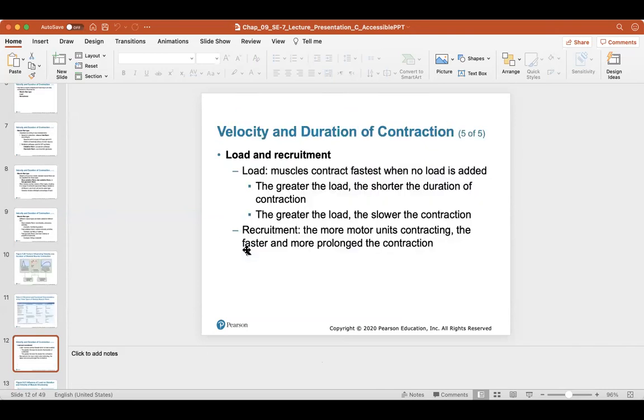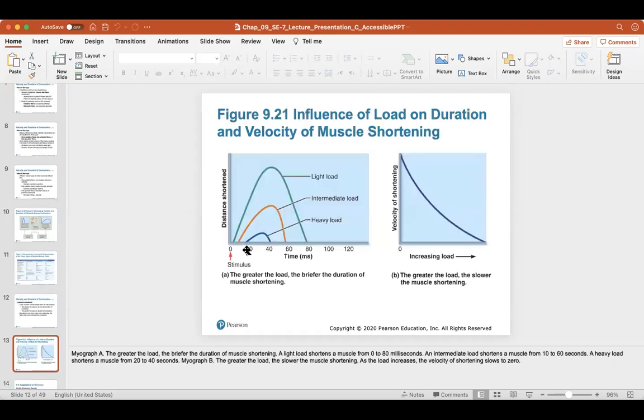Load and recruitment. You should know the difference between load and recruitment. Load refers to the muscles contracting fastest when no load is added. And the greater the load, the shorter the duration of contraction, and the slower the contraction. Recruitment refers to the more motor units contracting, the faster and the more prolonged the contraction.